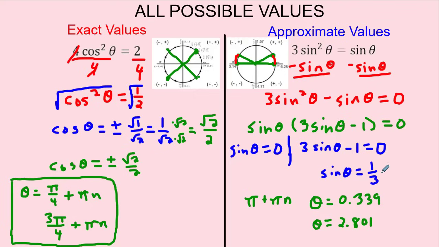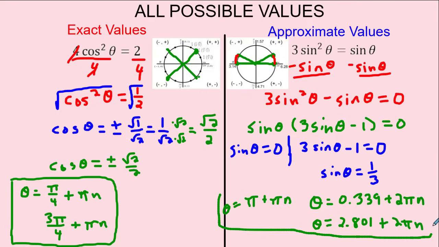So I have to do what to these bad boys? I have to add 2 pi to each of these because I'm going to go around the circle forever and ever and ever. And I'm going to do this right here. And I'm good to go. Don't forget theta can also equal this bad boy over here. And that takes care of all possible solutions for this.